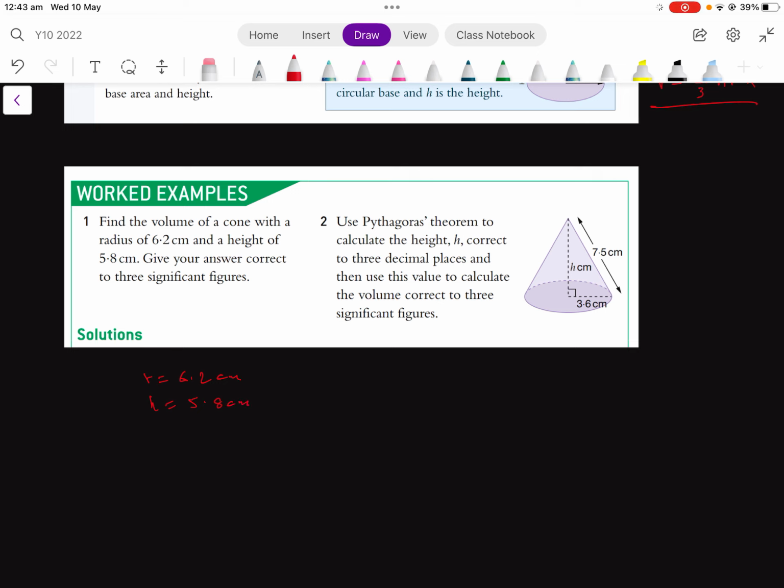Give your answer correct to three significant figures. My volume is equal to 1/3 base area into h, that is 1/3. My base area is pi 6.2 squared into my h is 5.8. Of course, get the answer using the calculator. Let me use my calculator. We need to get the three significant figures.